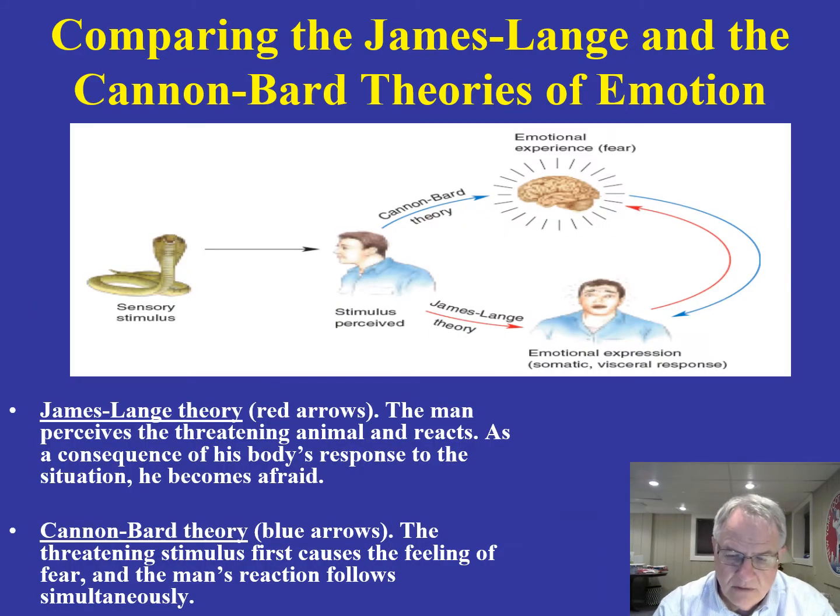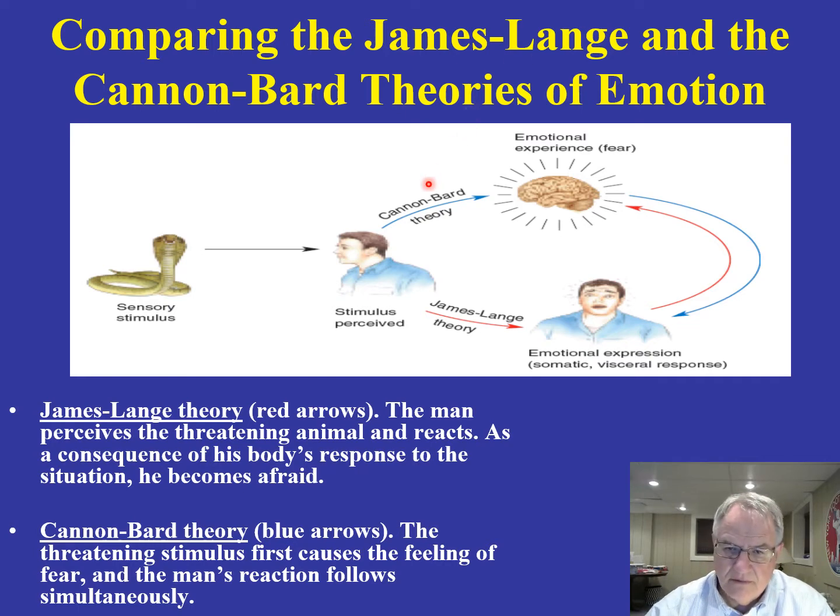So we're going to start out by looking at a little bit of history, by comparing two theories that really dominated this part of the study of behavioral neuroscience for a long time. We're going to be taking a look at what's called the James-Lange theory and the Cannon-Bard theory of emotion.